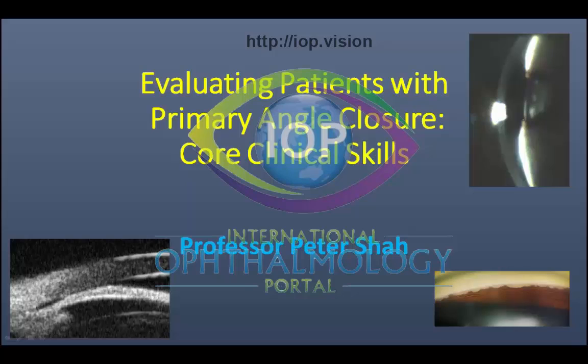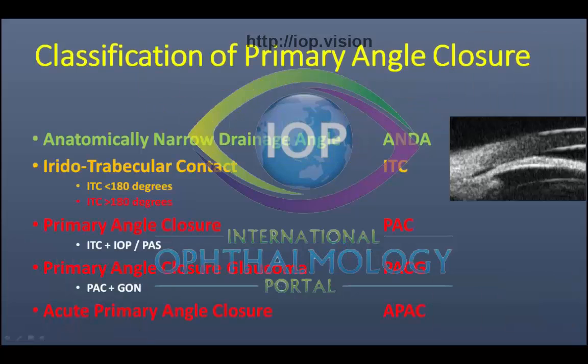This is one of a series of lectures on core clinical skills in ophthalmology and deals with evaluating patients with primary angle closure. I'm going to start by just talking about one of the ways I think about classifying primary angle closure.